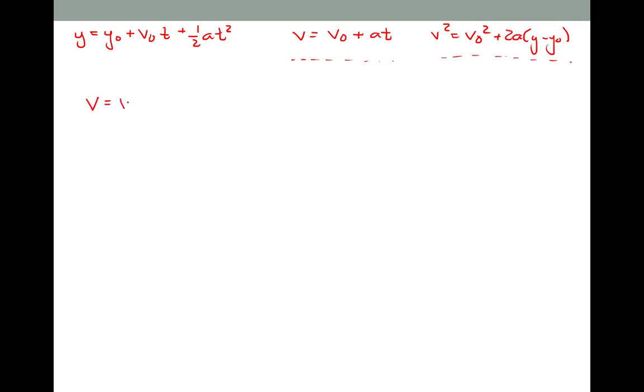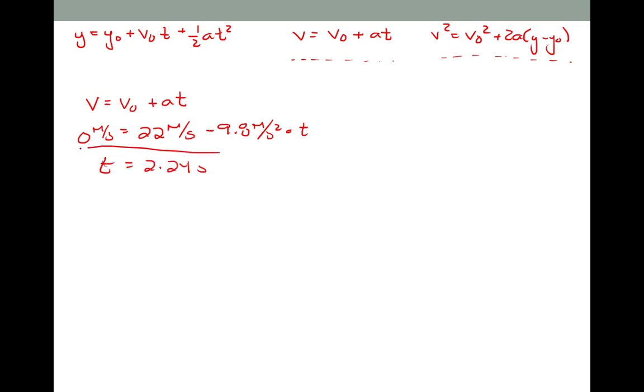So V equals V naught plus AT. Final velocity at the top was 0. Initial velocity was 22 meters per second. Our acceleration is negative 9.8 meters per second squared times time. Solving for time, you get 2.24 seconds. I'm going to make a little note here that this is to the top.